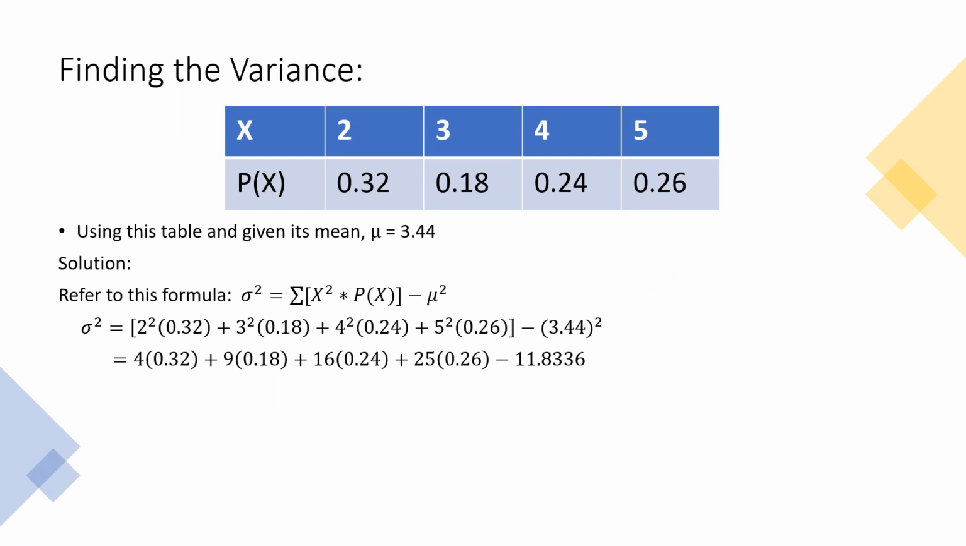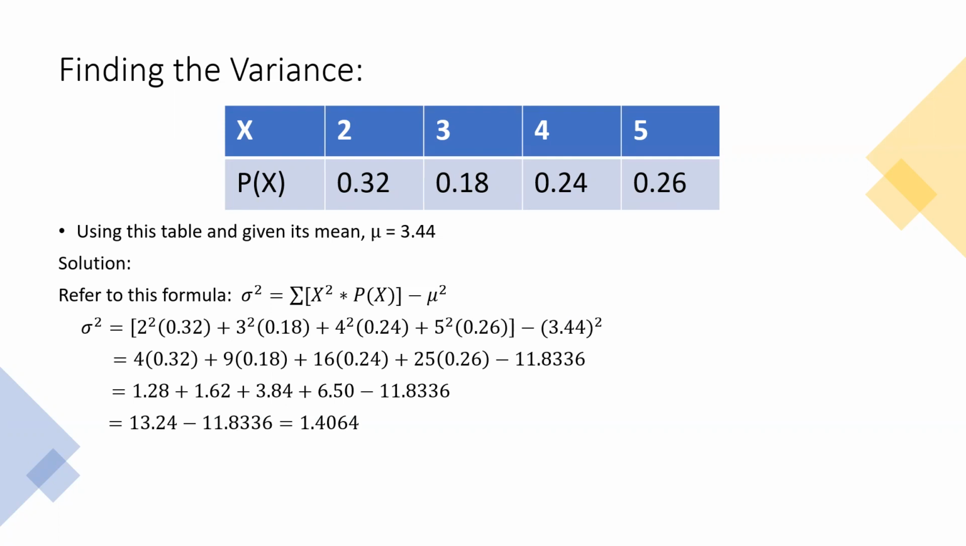Okay, so now we're going to find the product of each. 4 times 0.32 is 1.28, while 9 times 0.18 is 1.62, while 16 times 0.24 is 3.84, while 25 times 0.26 is 6.50. Then now we're going to add these four. So the sum of the four given numbers is 13.24.